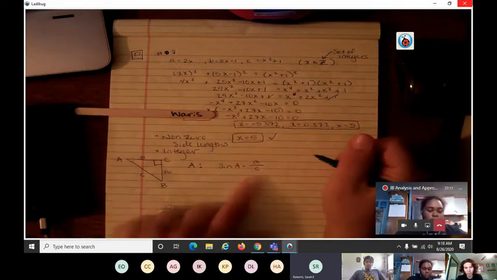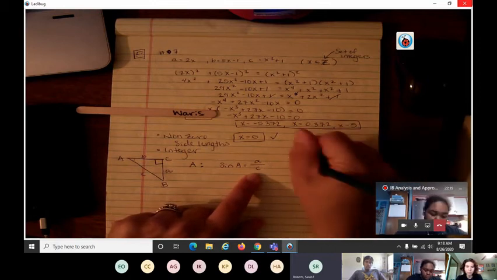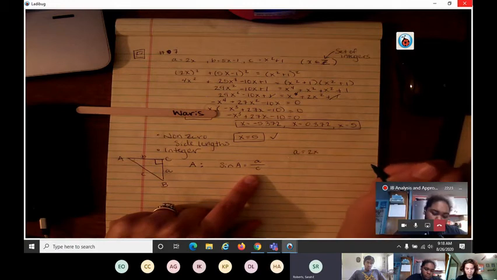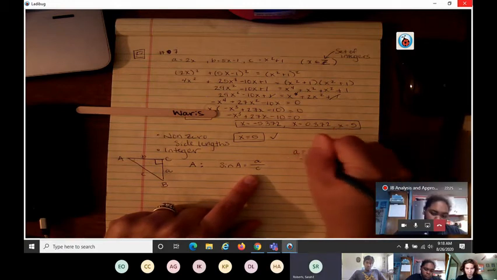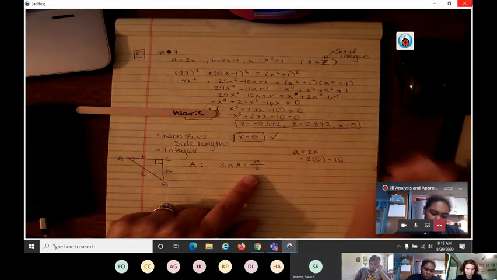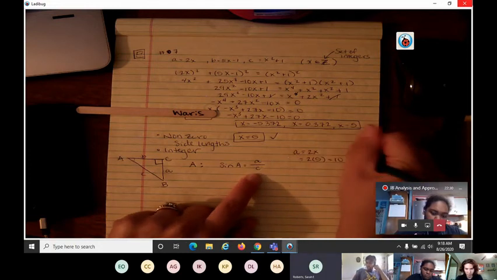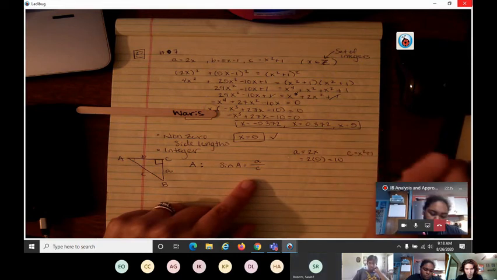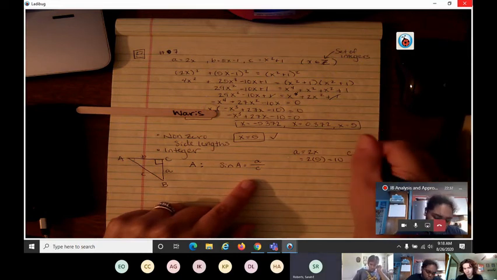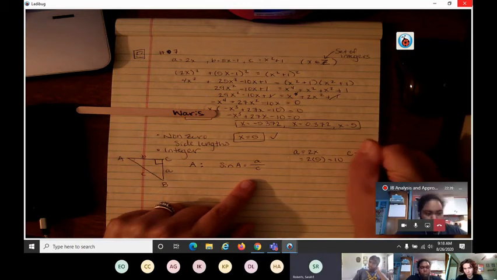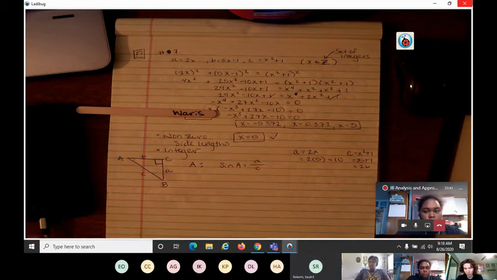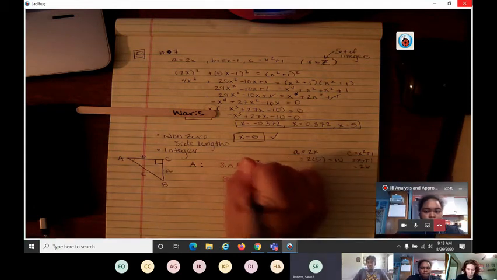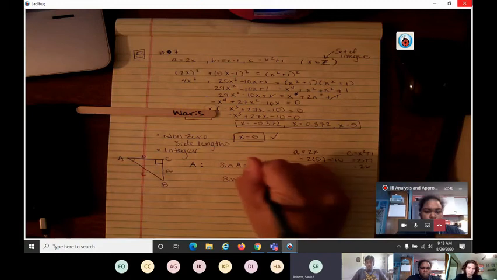So we need to actually figure out what these side lengths are, right? A was 2x, and we figured out what x was. 2 times 5, so A is 10. We also need C. C was x squared plus 1. 5 squared is 25 plus 1, so we should get 26. So the sine of A is going to be equal to 10 over 26.